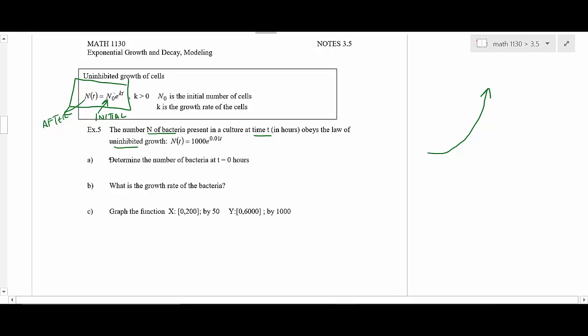If you want to figure out the answer to part A, you either know it, which I would hope you do, or you figure it out. If you don't know it, you would just replace t with 0 for 0 hours. So you'd have 1,000 e to the 0.01 times 0. That gives 1,000 times e to the 0. Anything to the 0 is what? 1, right? So you would end up getting 1,000 times 1, so the answer to that problem is 1,000 cells.